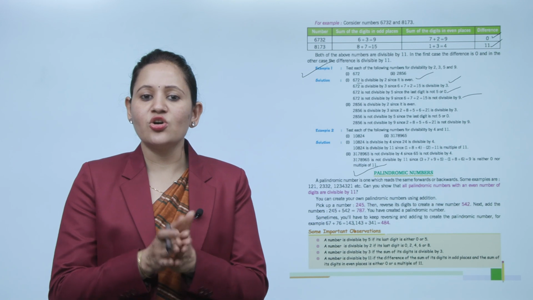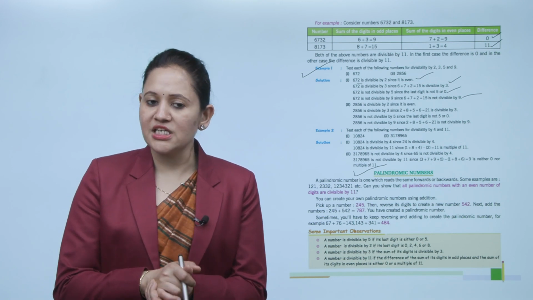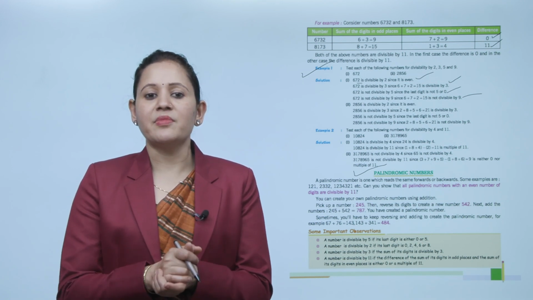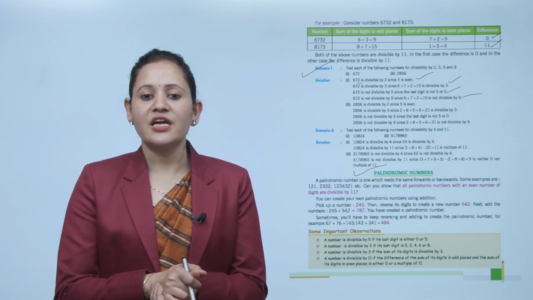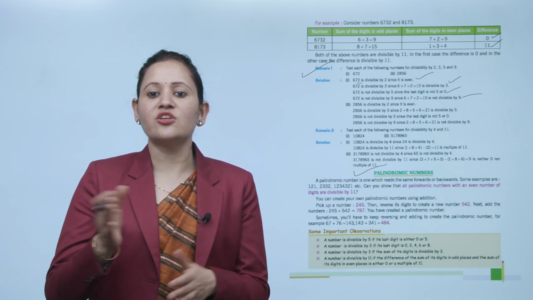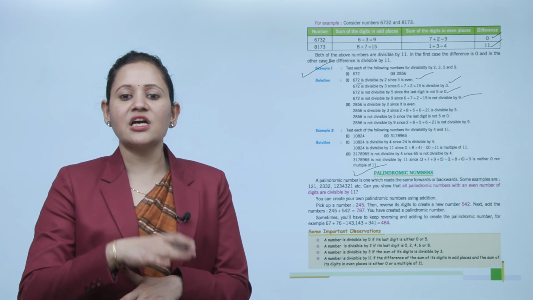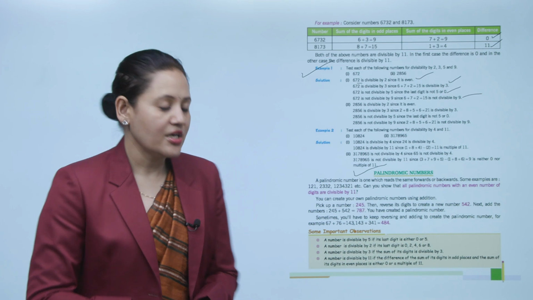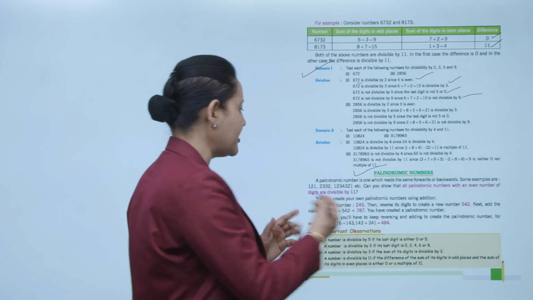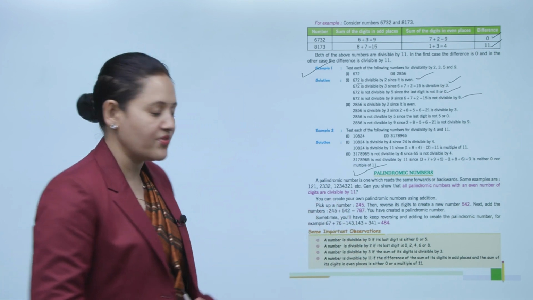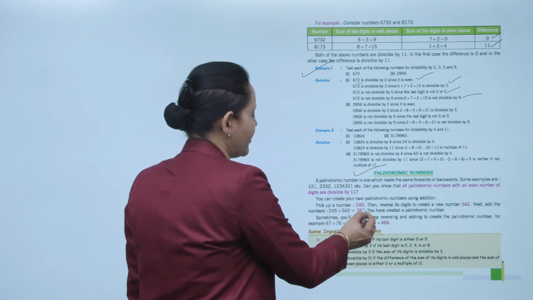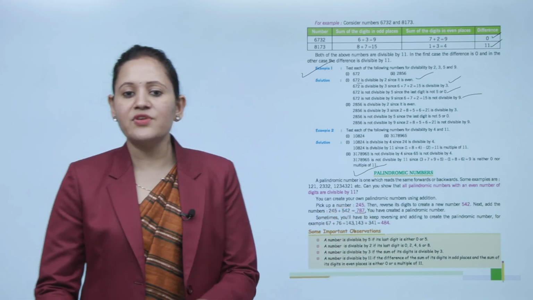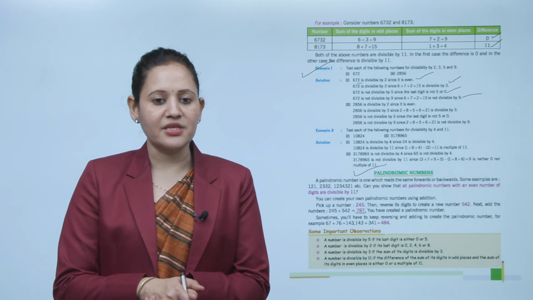You can create your own palindromic number using addition. Pick up the number 245. Then reverse the digits to create the new number. If we reverse it, what will it become? 542. Next, add the number which we have reversed and the original number. We will add them together. We'll get 787. So here we have created a new palindromic number.